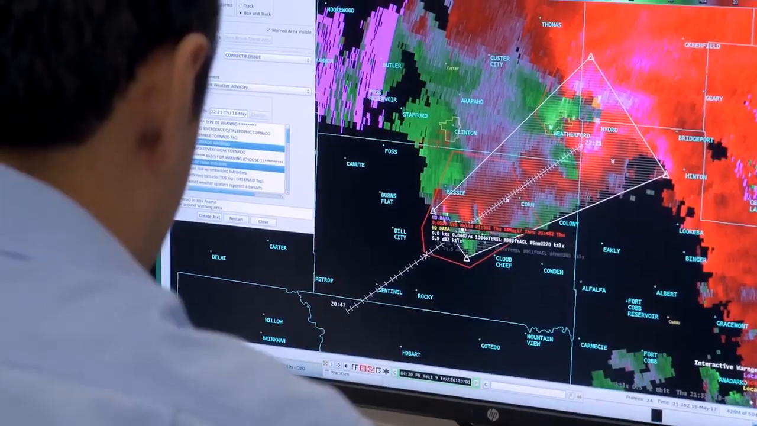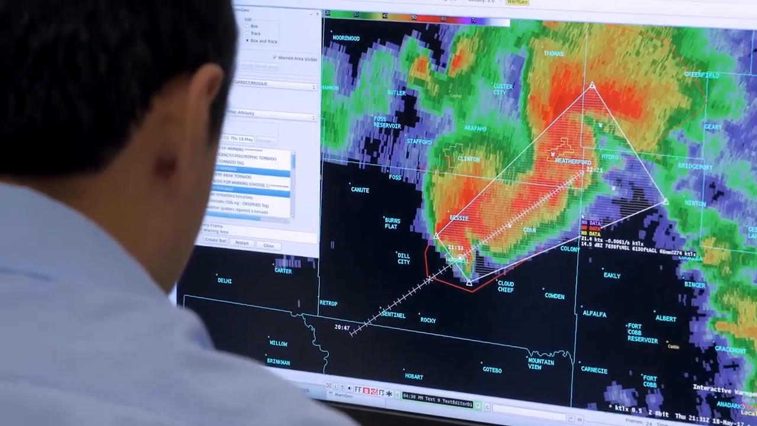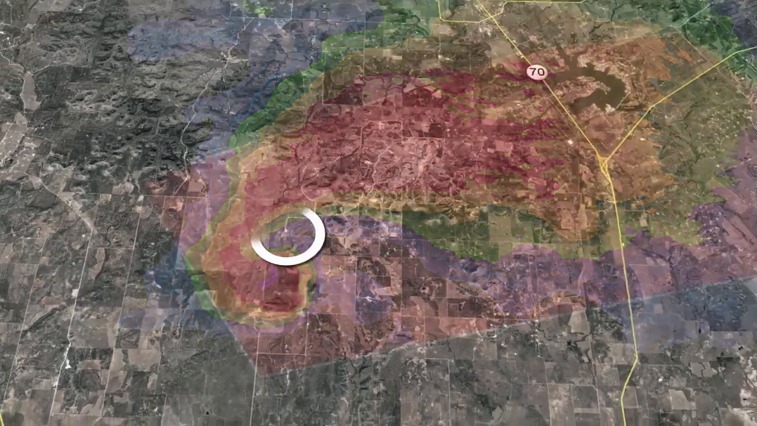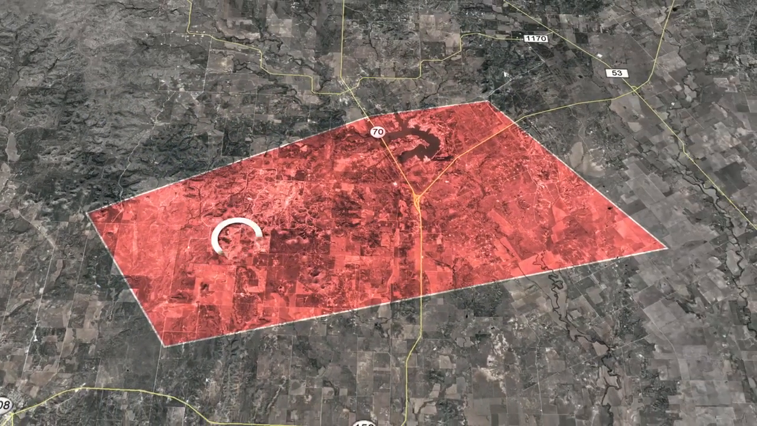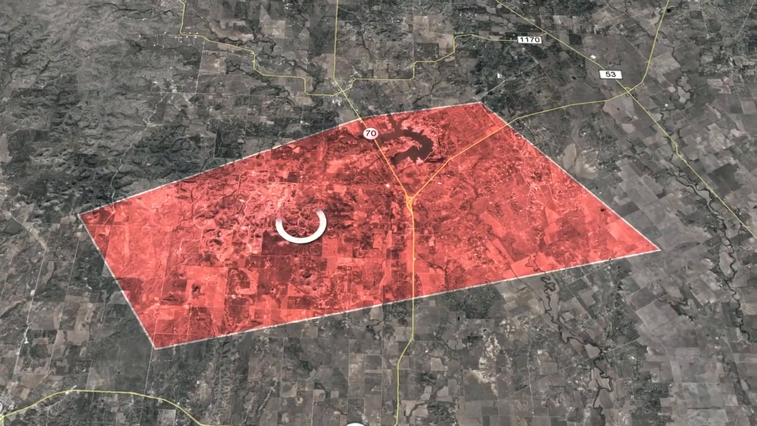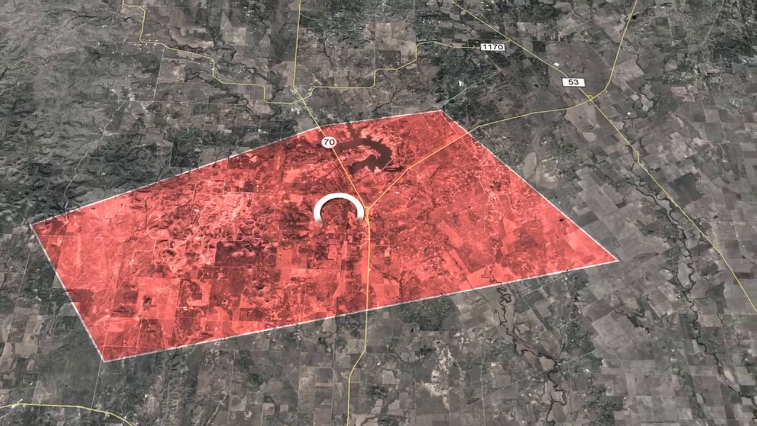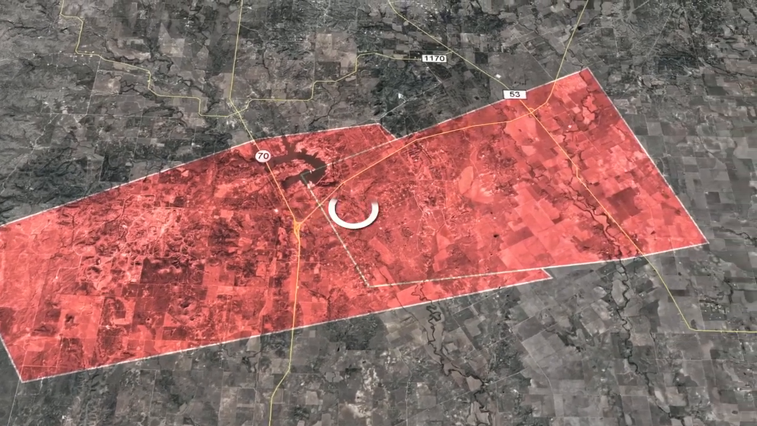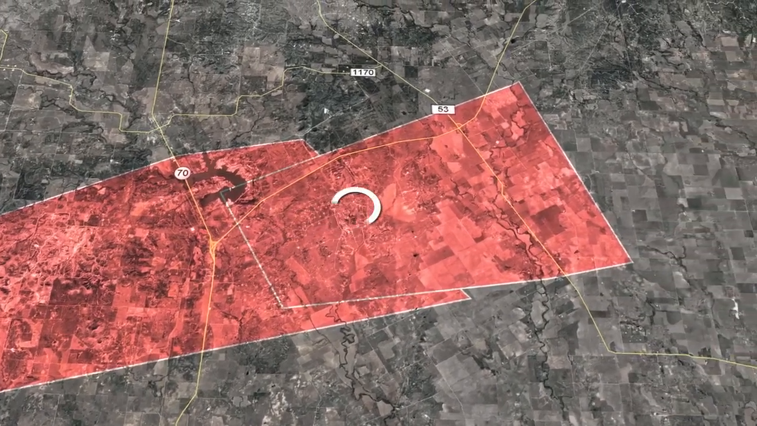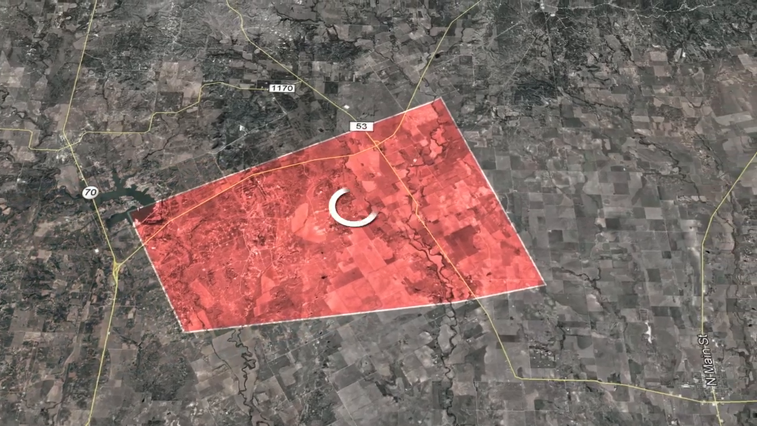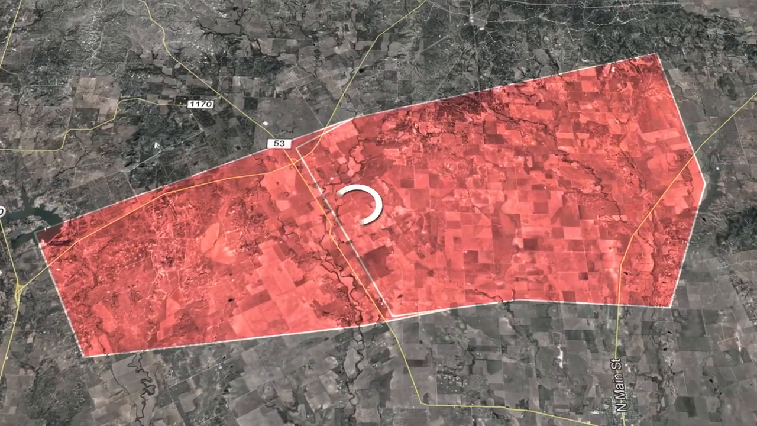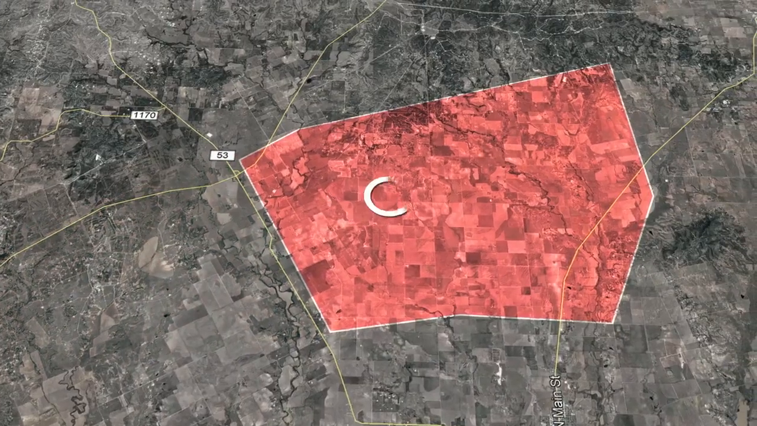Let's take a look at how tornado warnings are currently issued. A warning polygon is added to alert those in harm's way. As the storm gets closer to the edge of the polygon, a new warning is issued. Once the storm has passed, the old warning goes away. This process is repeated for the life of the storm.